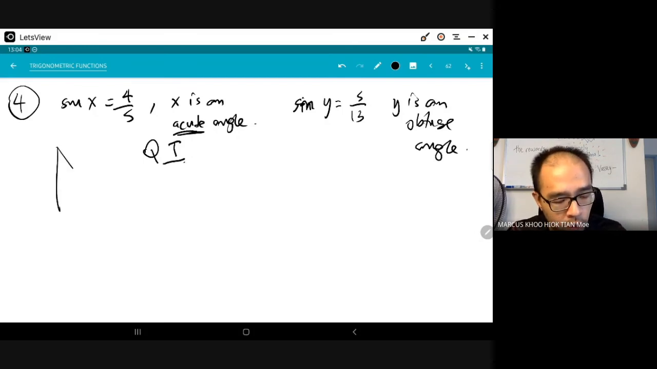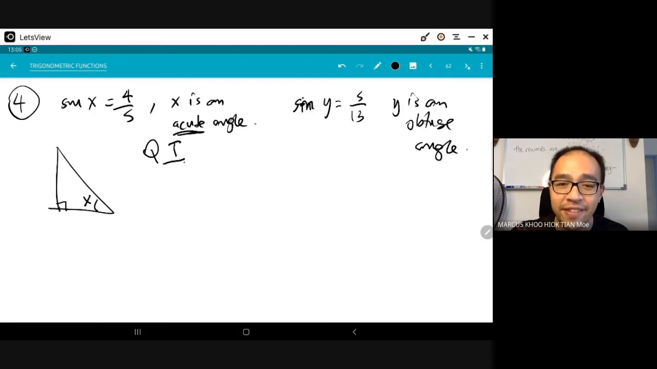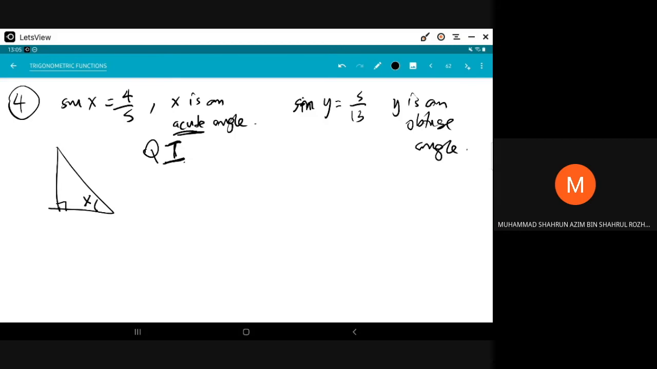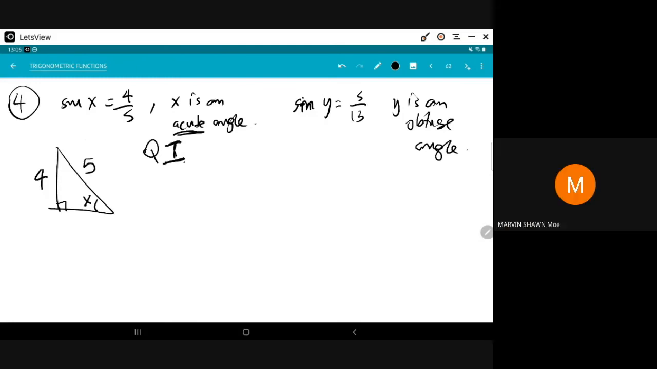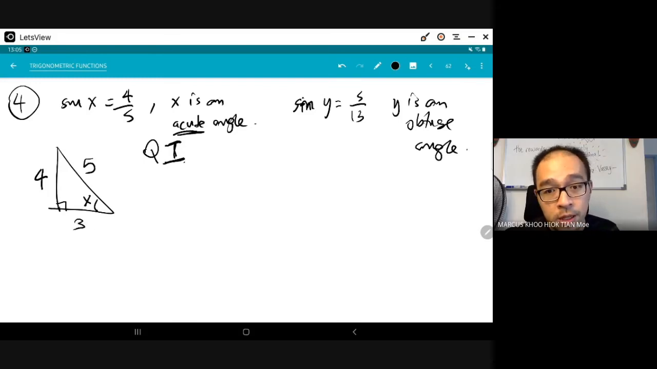All right, let's form the right angle triangle. Here is x. Where is 4 and where is 5? I've done this so many times. 4 is at the opposite of x, and 5 is the hypotenuse. So what is the missing piece? 3. The missing piece is 3. You can get all the information from there. The triangle is the most important thing.